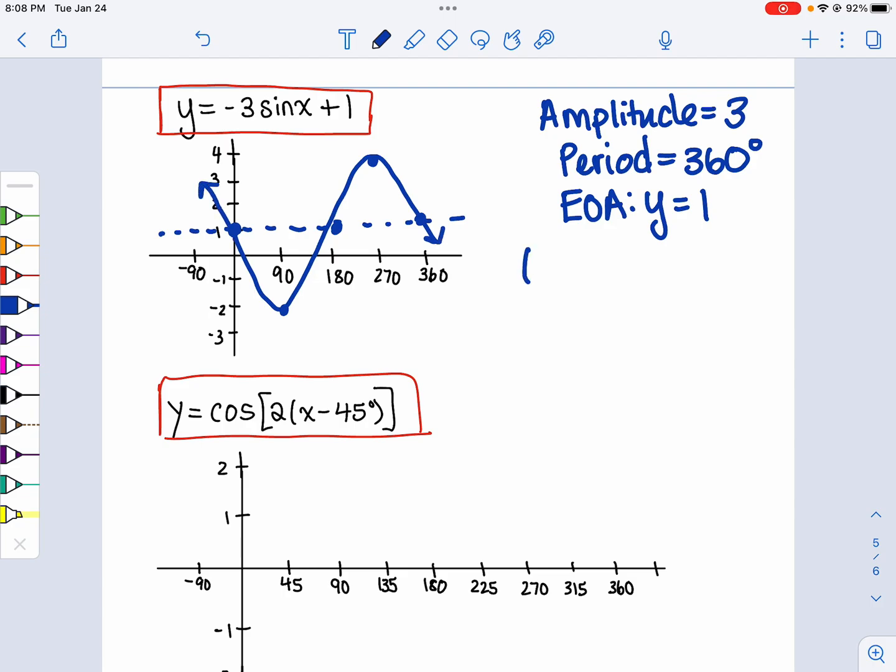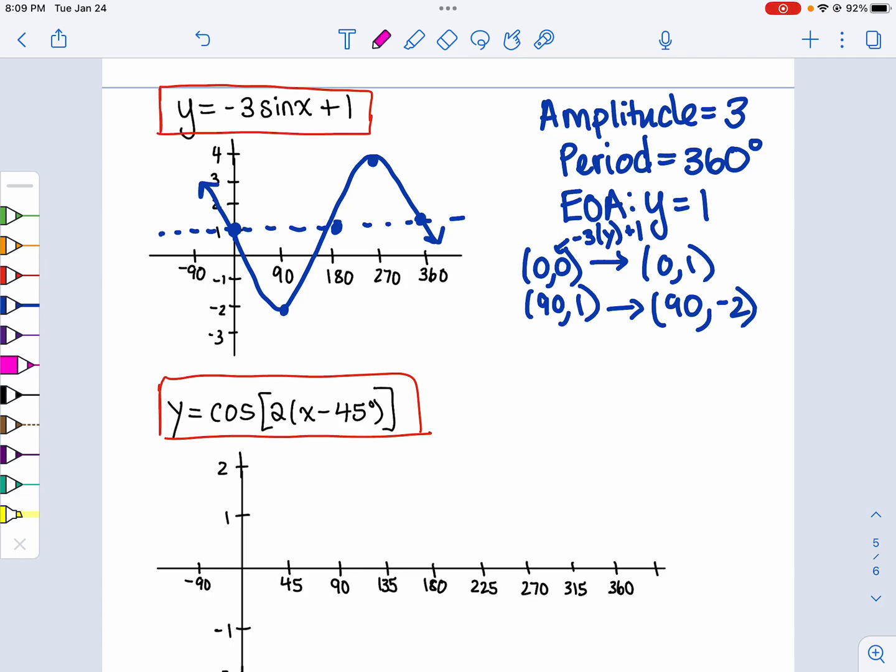If you want to do your points, you can just list them like 0, 0, 90, and 1, etc. Like list all of the points. And then you're going to multiply all your y values by -3 and then add 1. So this one becomes 0, 1. This one would become 1 times -3 is -3 plus 1 is -2. So that's what you would do.